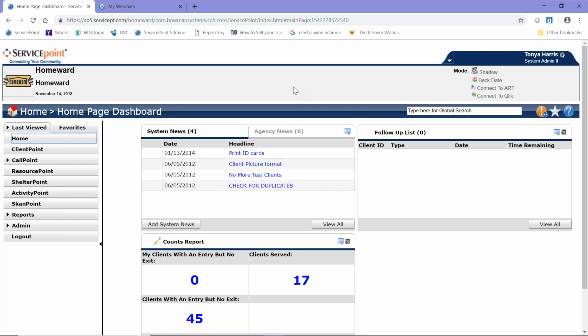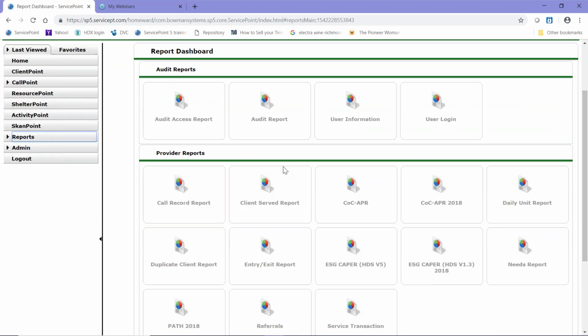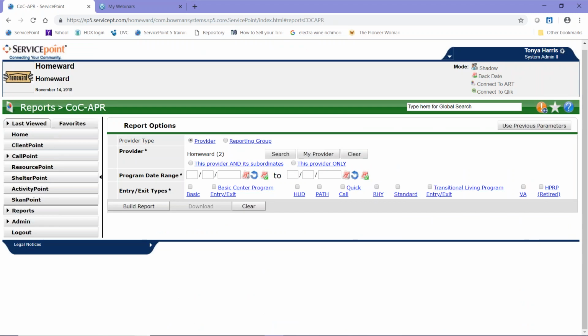The topic of today's webinar will be the canned system report called the CoC APR. So once you log into Service Point, you will click on the tab to the left called Reports, and inside this list of reports you will find the CoC APR. You will select it, and then you will have the option of running it for your defaulted provider, searching for a provider, or running it on a reporting group if you have access to reporting groups.